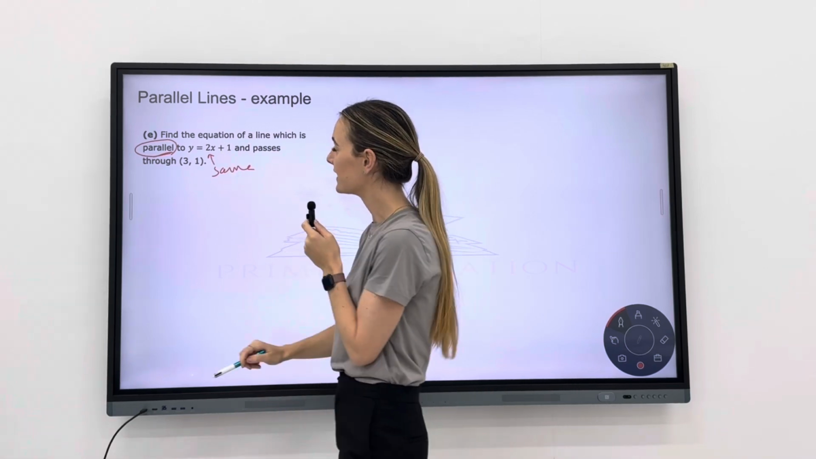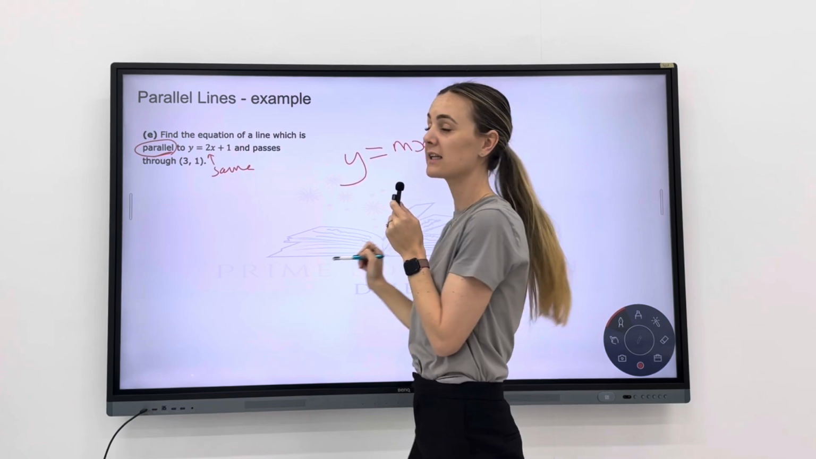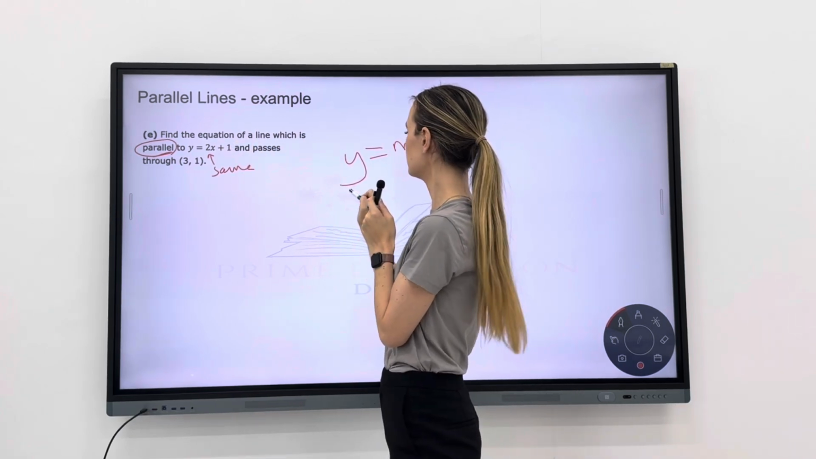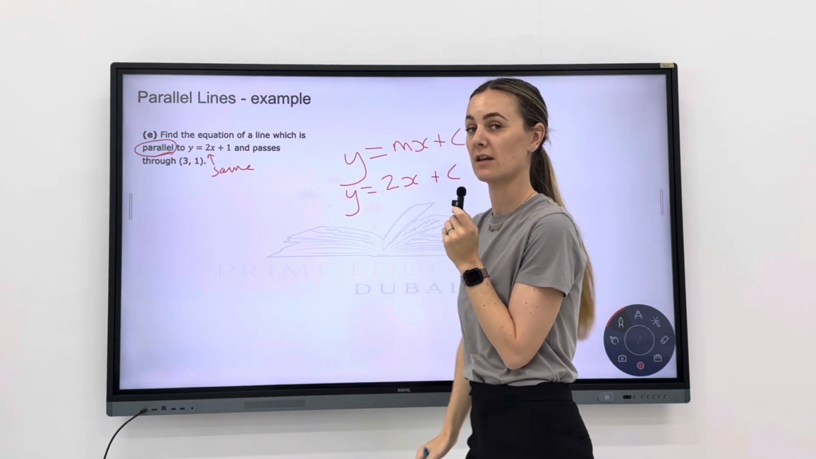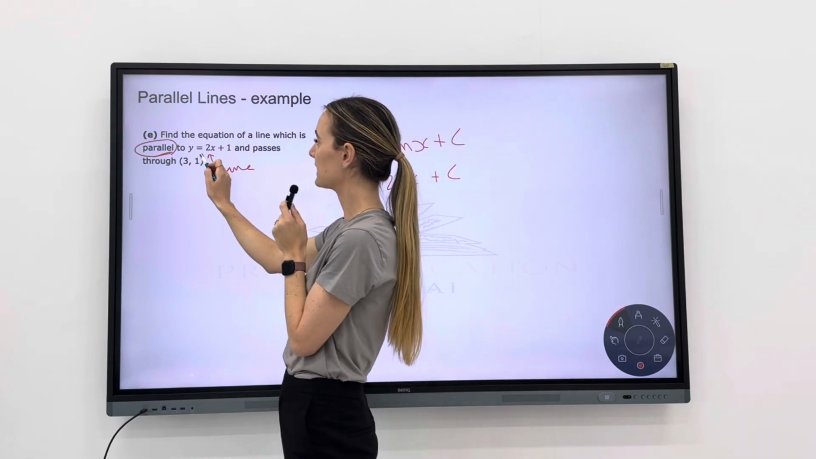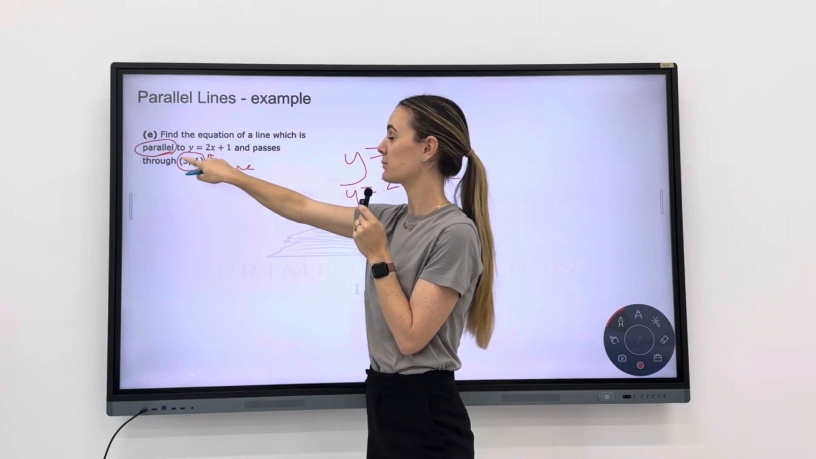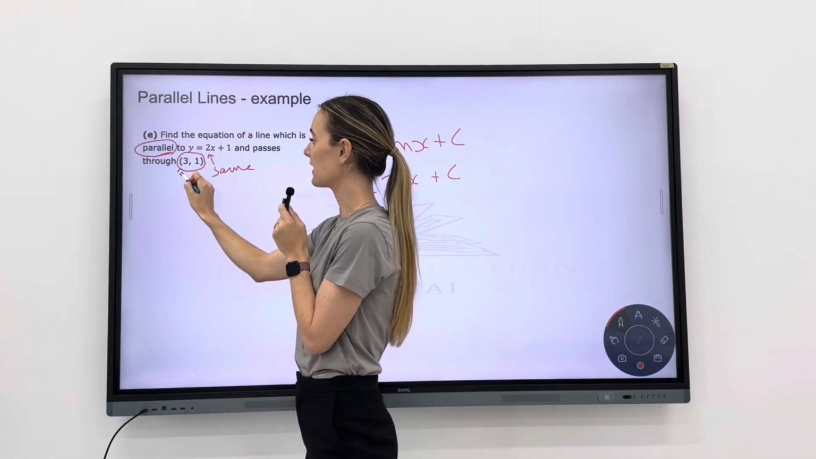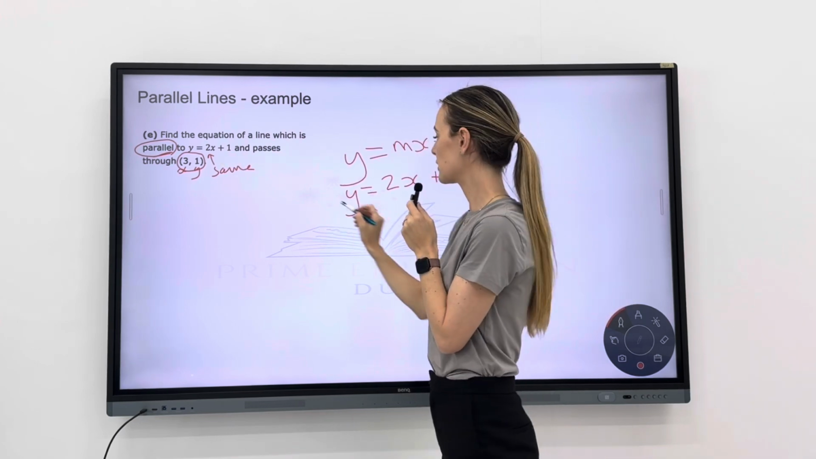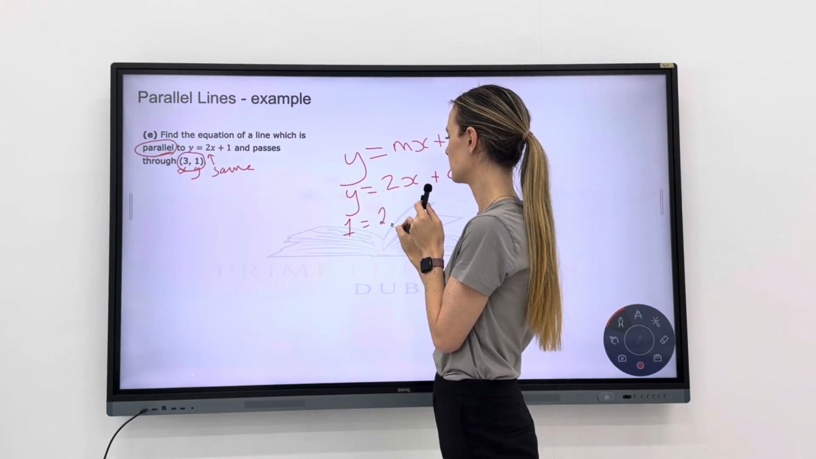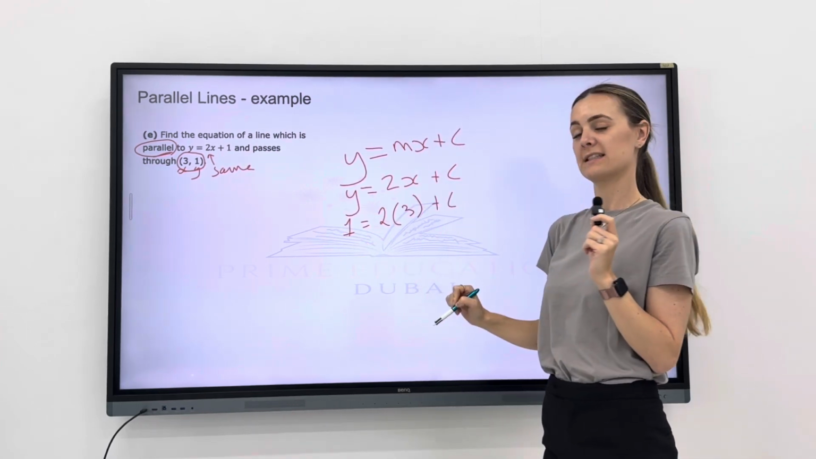So because the gradient is 2 in this one, you can write y equals mx plus c. The m, which is 2, can be substituted into the equation. Now we need to make sure it passes through this point. What does that mean? It means that when you draw the graph, this point will lie on that line. Well, this is x and this is y, so it has to work for this equation. So I'm going to substitute 1 in as y. x we can see is 3, and then we're going to add c.